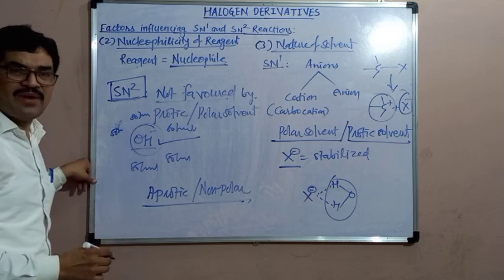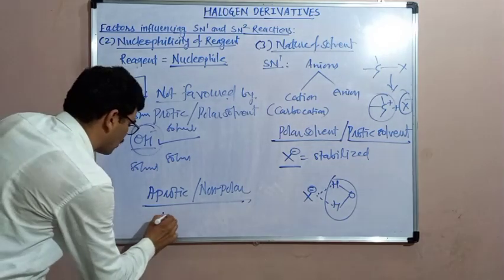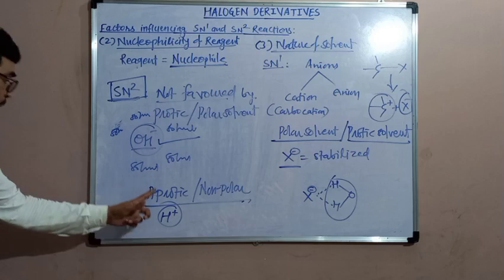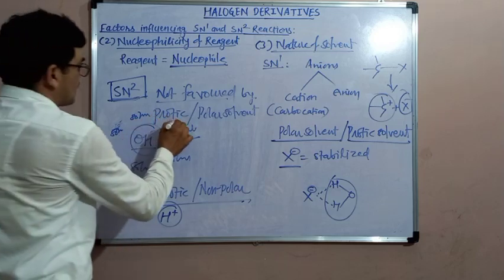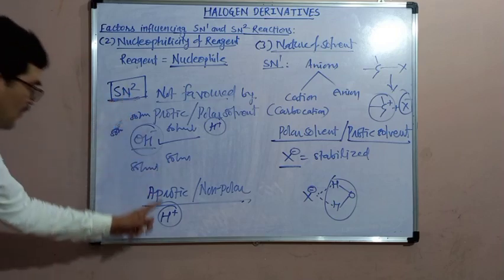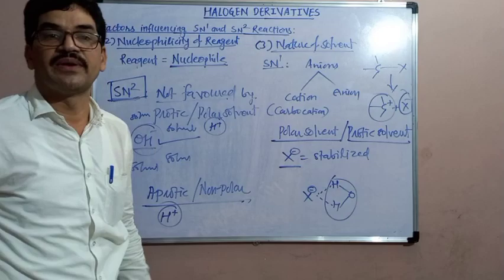Aprotic means the solvent which cannot produce the proton, which doesn't have the proton or the hydrogen ion. The solvent which doesn't contain the H positive ion is known as the aprotic solvent. And the solvent which contains the hydrogen ion is said to be the protic solvent. So the SN2 reaction is favored in aprotic solvent, and the SN1 reaction is favored in protic solvent.